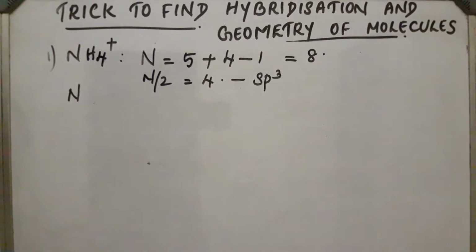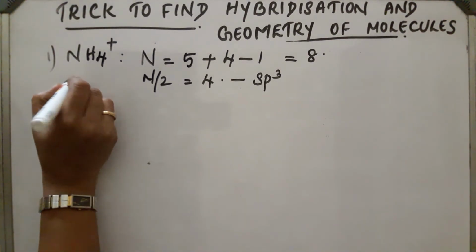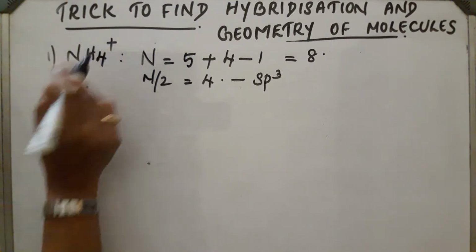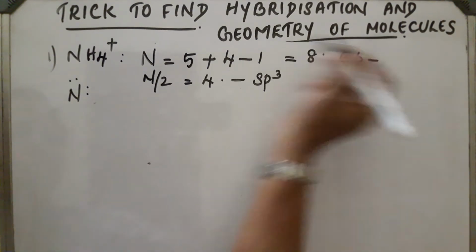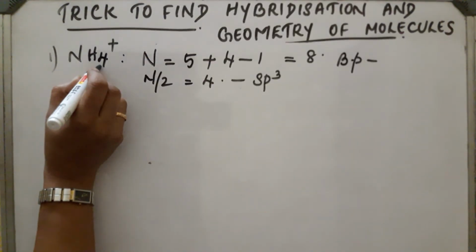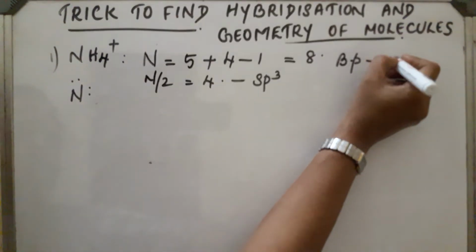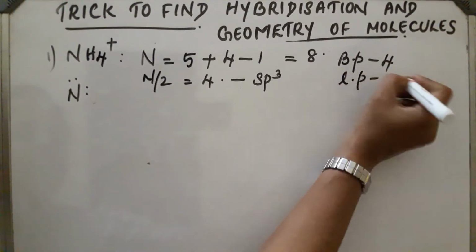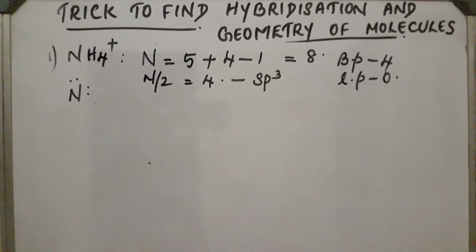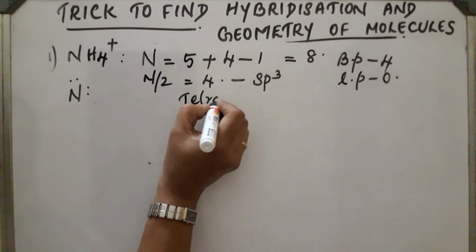Okay, next we have to find the geometry. Nitrogen is the central atom. It contains 5 valence electrons. So plus charge means 1 less. So how many bond pairs are present? It is bonded to 4 hydrogen atoms. So 4 bond pairs. How many lone pairs? No lone pair. Okay, 0 lone pair. So the shape of the molecule is tetrahedral.